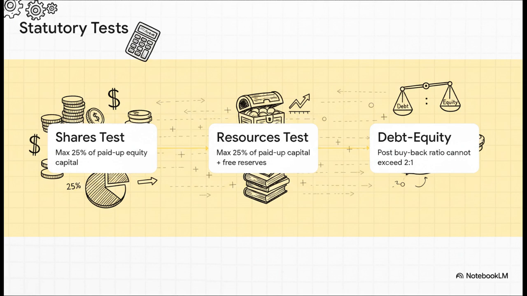First up is the shares outstanding test. You cannot buy back more than 25% of the total paid-up equity capital in a financial year. Second, the resources test. This limits the buyback to 25% of paid-up capital plus free reserves. And third, the debt-equity ratio test, meaning after the buyback, your owed debt cannot be more than twice your capital and free reserves. That's the famous 2-to-1 rule. You have to calculate all 3, no skipping.